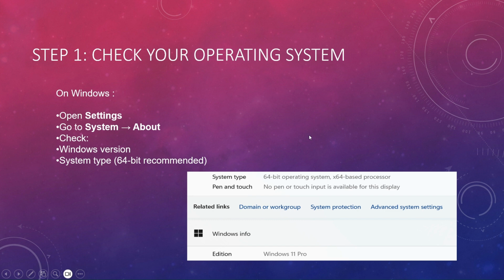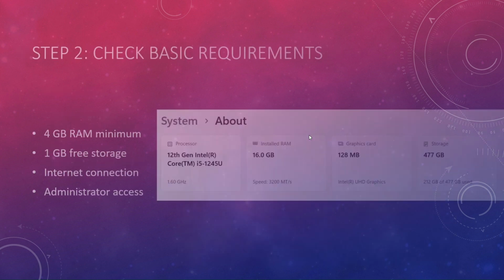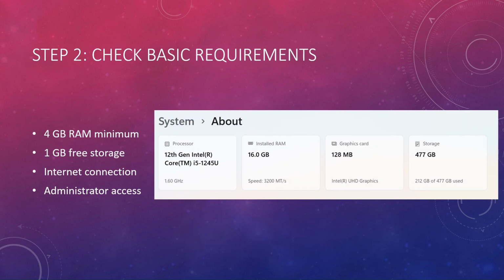Okay. So next we need to check the basic requirements. That is, what is your RAM configuration, how much free storage you have, do you have an internet connection and administrative access. So first, once you go to the Windows key and then you go to settings, from settings you go to System and in the About tab only, on the very top you will see this ribbon. In this ribbon you see how much is your installed RAM, 16 GB RAM, okay, and storage is 477 GB.